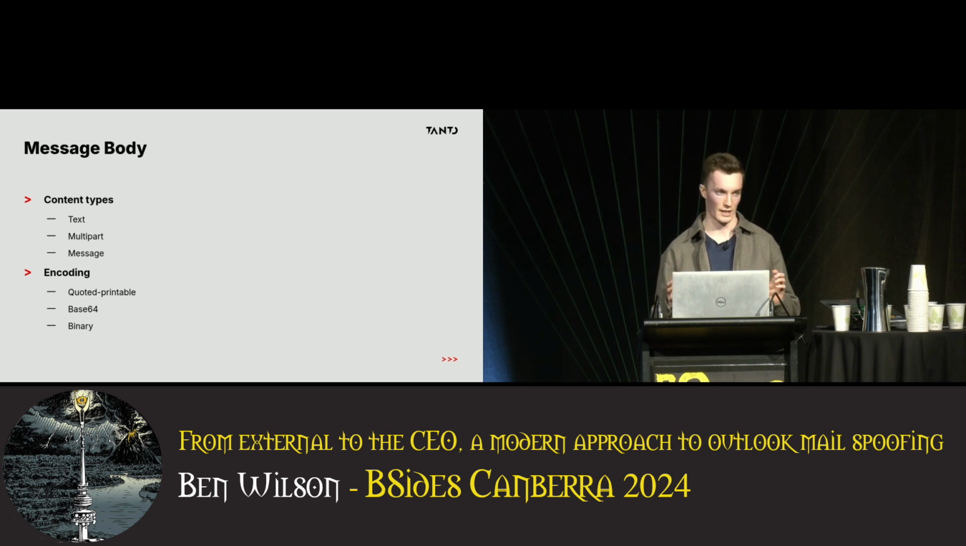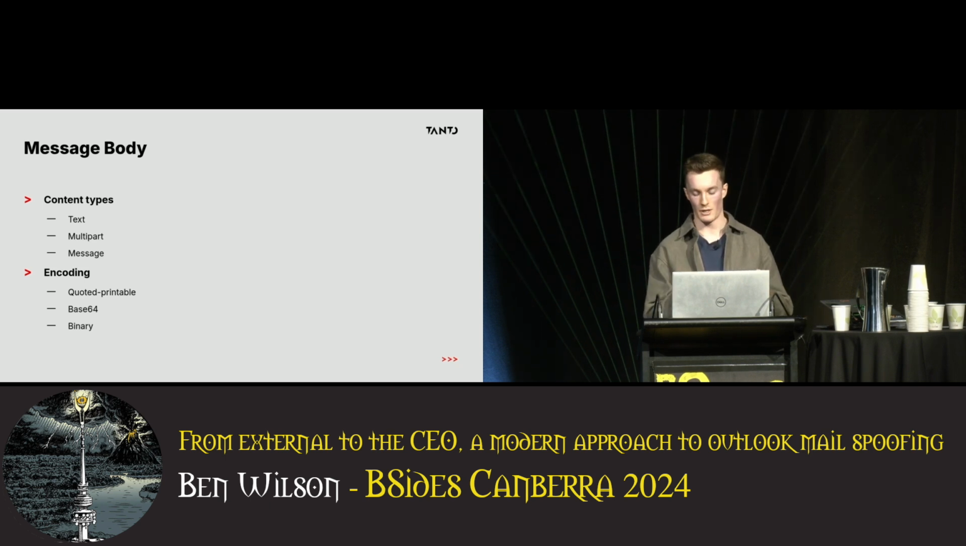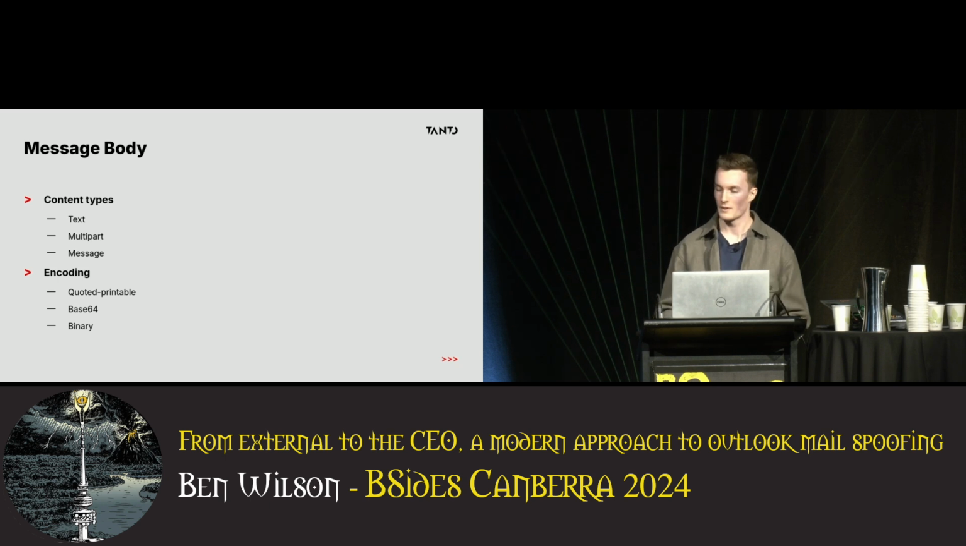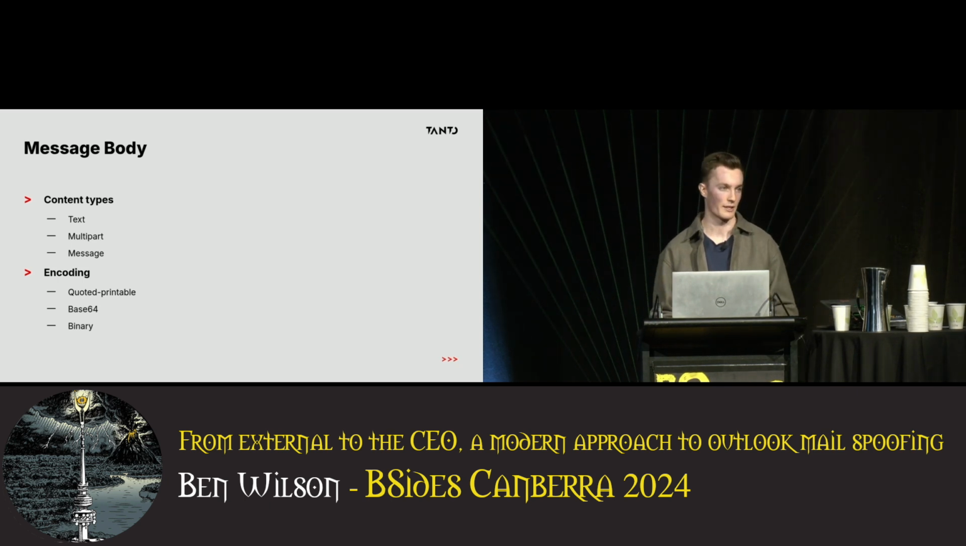And then you've got your message type, which is not often used. One example is if you attach an EML, if you actually attach an email to another email, that will be sent with a message content type, where that email file will be included in the content. And then you've got some encoding schemes: quoted printable, that's essentially plain text with a little bit of extra encoding. Then base64, which is self-explanatory, and binary encoding if you wanted to do that as well.